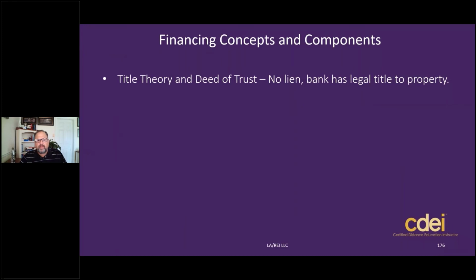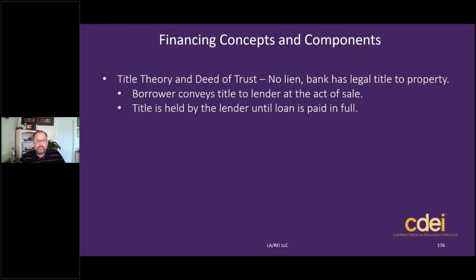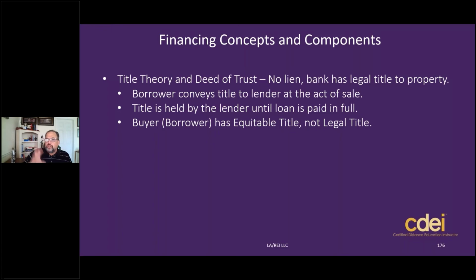Now, title theory and deed of trust are the opposite. This is where the lender or the bank does have legal title to the property. There is no lien. The borrower will convey the title, the deed, to the lender at the act of sale, and basically it's held by the lender until the loan is repaid in full. During that time the borrower has equitable title, just like a land contract. That's possession of the property with future intent of getting legal title.